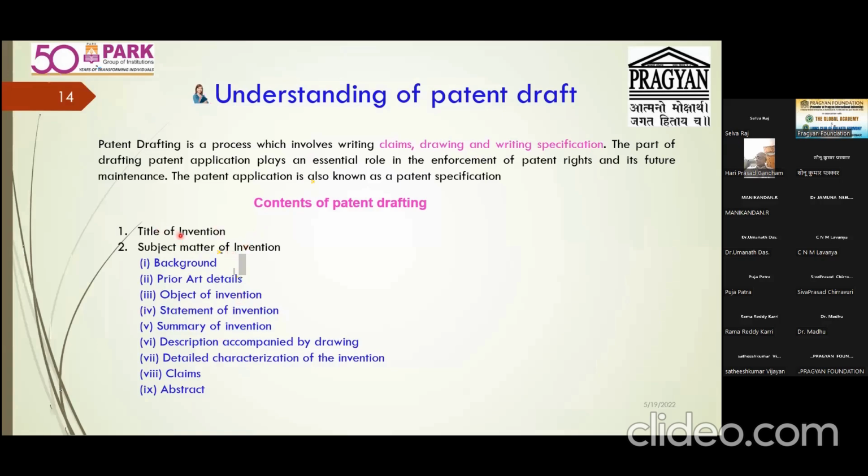These are the title of the invention, the subject matter of the invention, like the background of our patent, prior art, and the object of the invention, which basically means the objectives. What are the objectives of the invention? Then the statement of the invention, the summary of the invention, and the description accompanied by the drawing. Drawing is very important for patent drafting. And finally, a detailed, in-depth discussion about the invention.